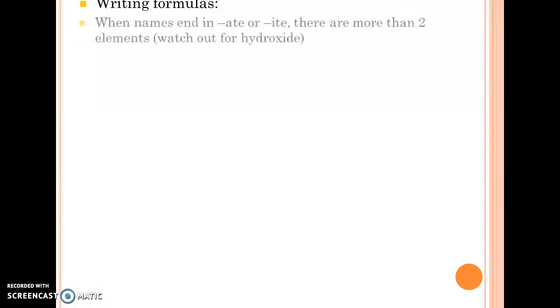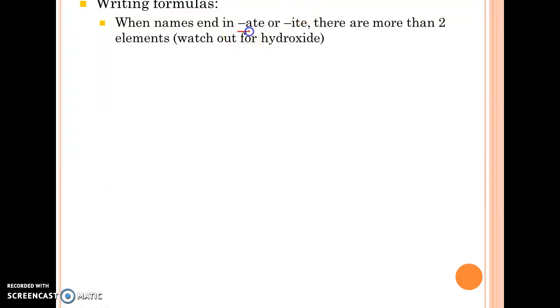Next, we're going to move on to learning how to write a formula if our names end with ate or ite. When our names end with ate or ite, that means we have more than 2 elements, which means polyatomic ion, which you can find on page 7 in your reference table. The one polyatomic ion, there's actually probably a couple, but one that you really need to watch out for is hydroxide. Yes, it ends in ide. However, it is a polyatomic ion.